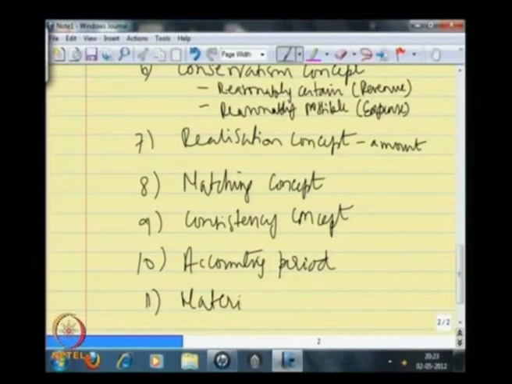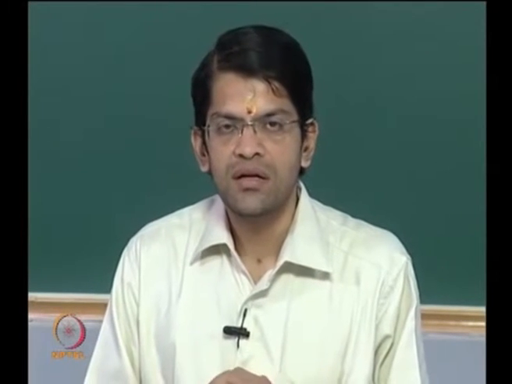The 11th principle is the materiality concept. Now, the materiality concept, the fundamental understanding given is that I am interested in monetizing, in expressing in monetary terms, events that have a significant material impact.